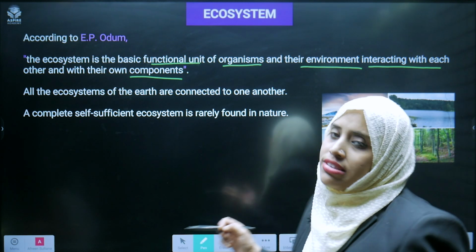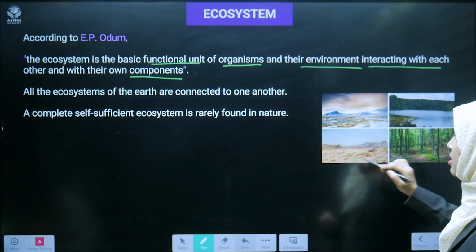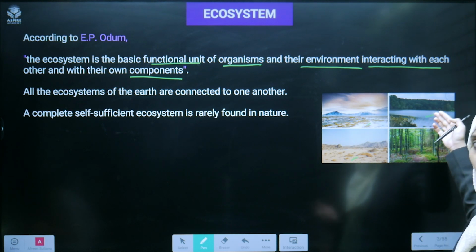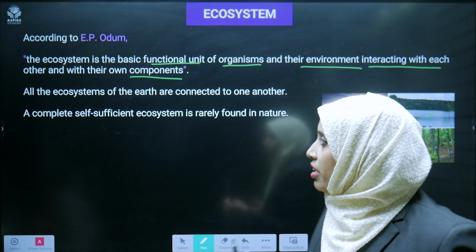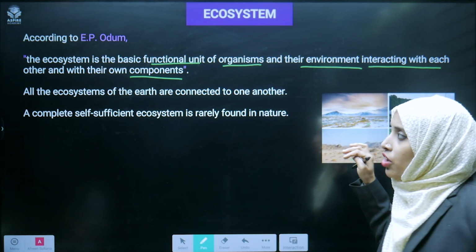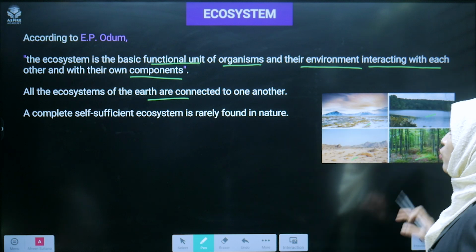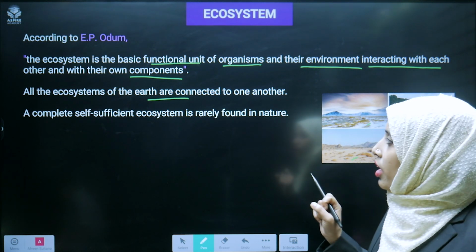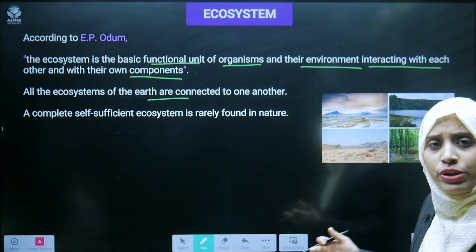So all the ecosystems on the earth, let's take the example of mountain ecosystem, desert ecosystem, aquatic or pond ecosystem, forest ecosystem. So various types of ecosystem are there. These are natural ecosystems. All the ecosystems on the earth are connected to each other. We cannot isolate them. So their function cannot be isolated. They are interrelated to each other.